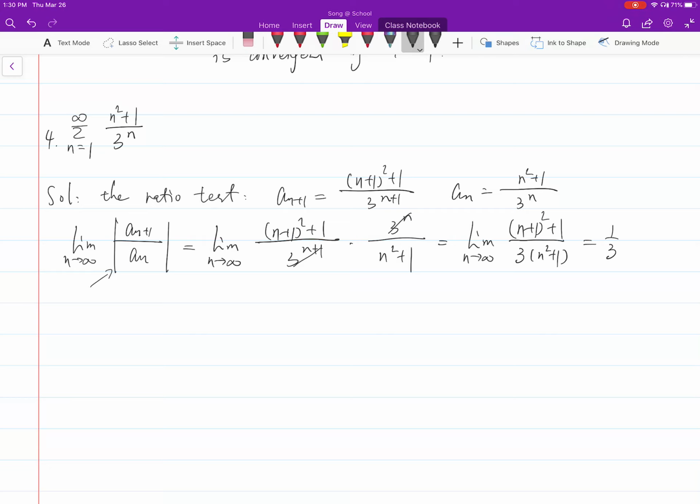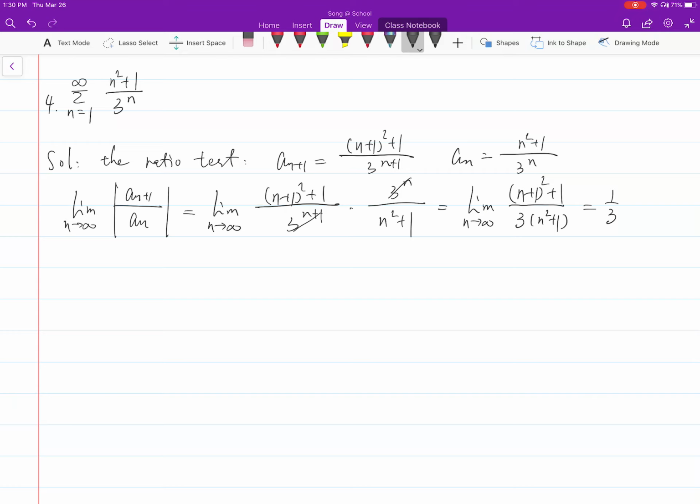So let's recall, we took the absolute value, we checked the ratio. The ratio is the next term divided by the previous term when n is big. Okay. We end up with a number 1/3. Is 1/3 less or bigger than 1? Less than 1. Therefore, it is convergent. Actually, it's absolutely convergent by the ratio test.